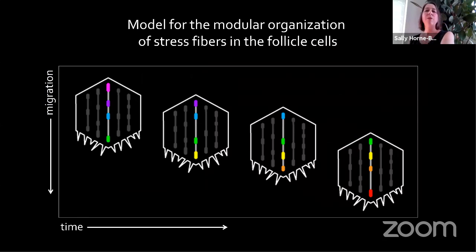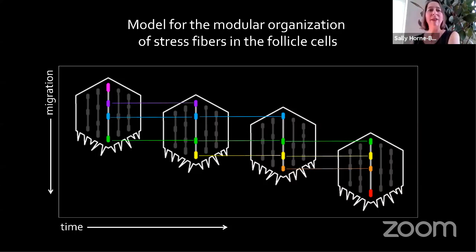Okay, so the way that we're thinking about this is that these multiple adhesions along the stress fiber basically imbue them with a modular architecture that allows you to selectively remove old adhesions from the back and add new adhesions to the front. And in this way, a stress fiber can persist over long periods and move along with the cell such that both of them move forward efficiently together.